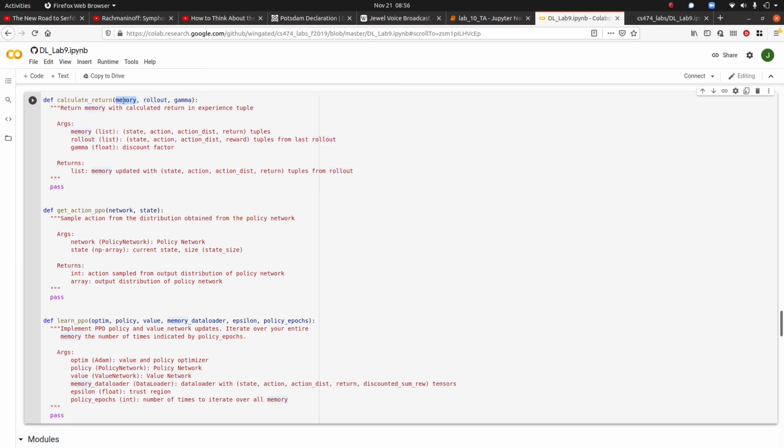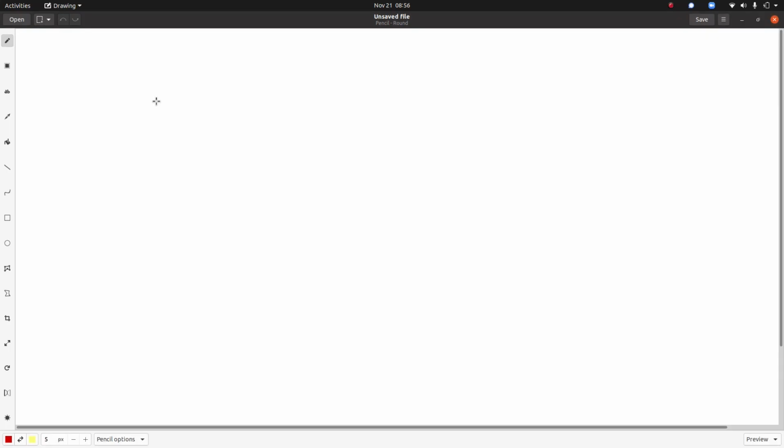It copies it element for element, except for the last thing. The last element in the tuple that comes out of the rollout is the reward that we got. We want to transfer that reward into a return before we put it into the memory. Okay, so let me draw a picture of this.